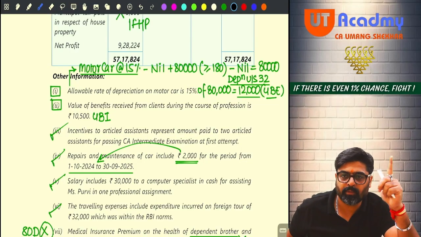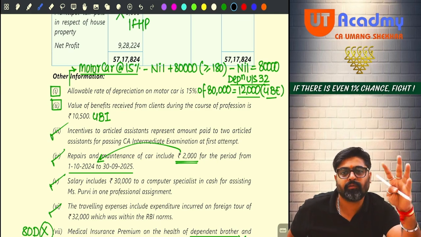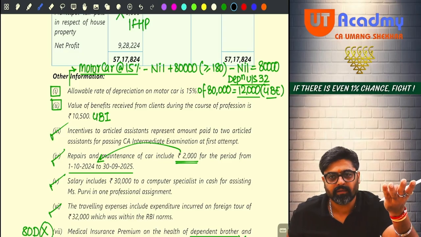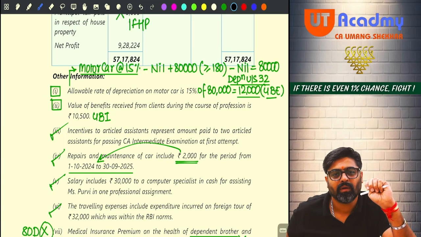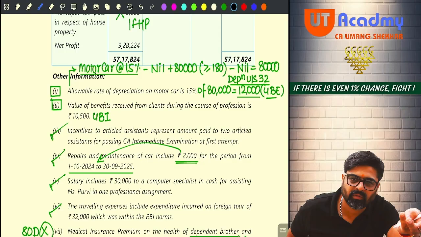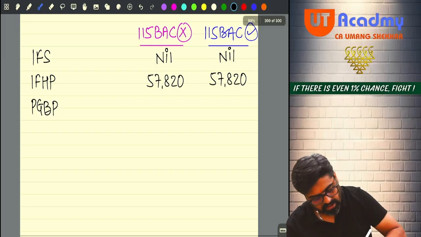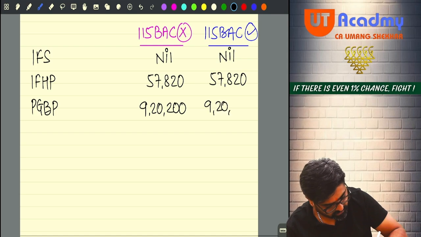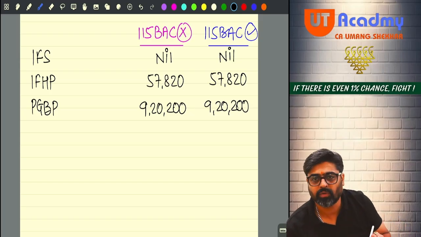Because under the head PGBP, additional depreciation will be added back if you follow 115 BSc. Donations for scientific research will be added back if you are following 115 BSc. That is not allowed. But those items are not given. Whether you follow 115 BSc or not, your PGBP income remains this only, 9,20,200. Everyone got this?